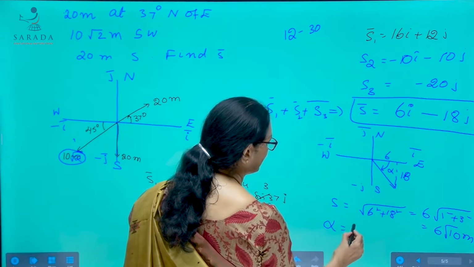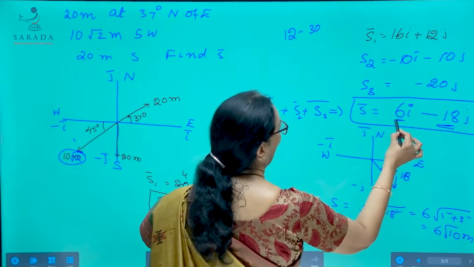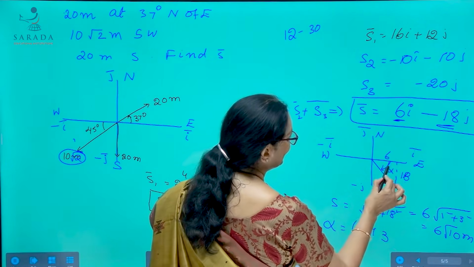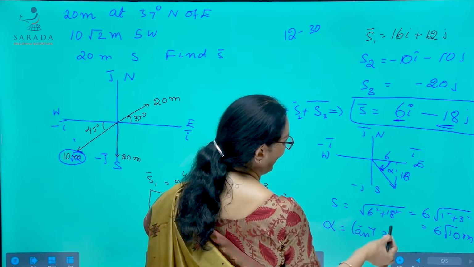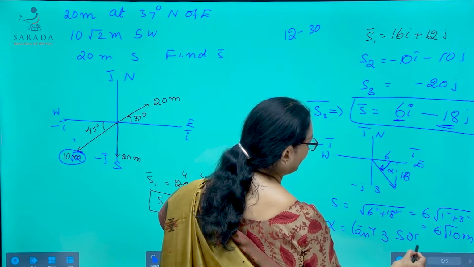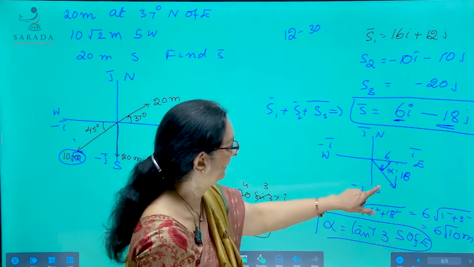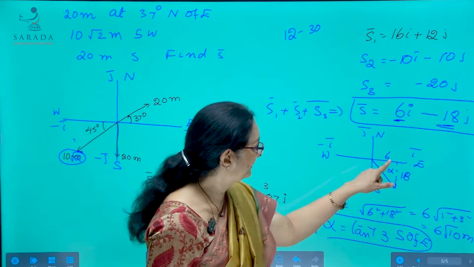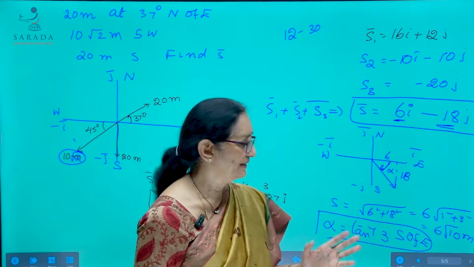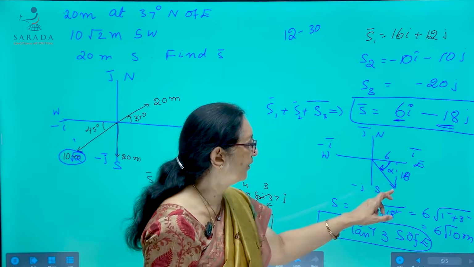And direction is alpha equal to tan inverse 18 by 6, that is 3. What is this direction? Tan inverse 3 south of east. South of east, this is very important. See here, this is the angle. This angle is alpha southwards with respect to east. So we say alpha is equal to tan inverse 3 south of east.